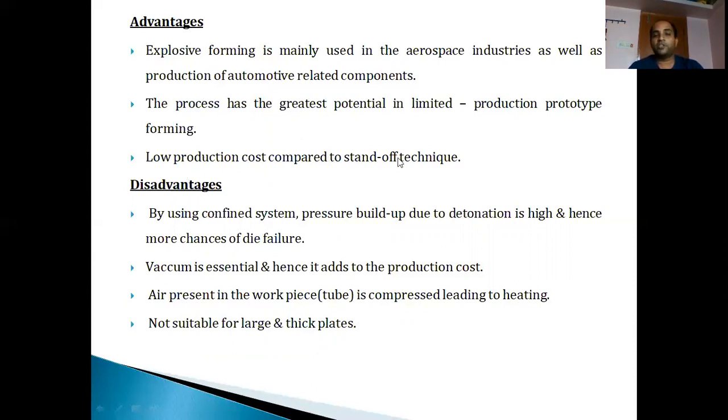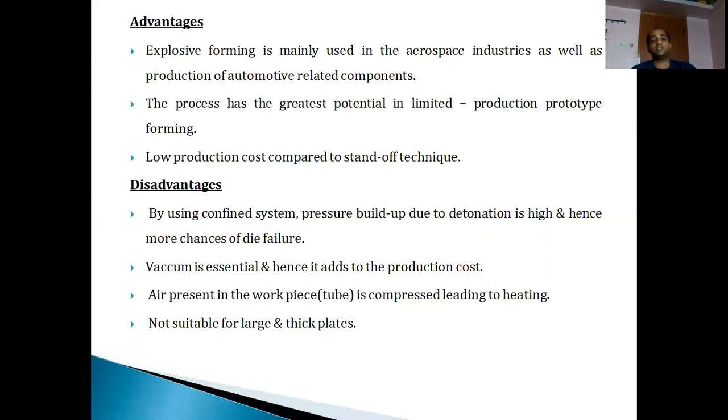And when compared to the Standoff Technique, it has a low production cost. Low production cost in the sense, we don't need to design a large cavity. There is no need of a vacuum pump. Water is not required, which means the cost of this one is very much cheaper when compared to the Standoff Technique.